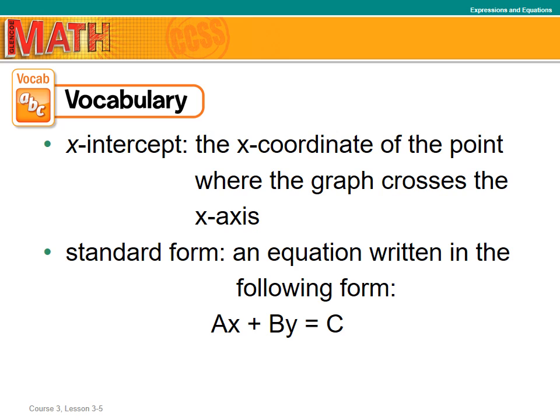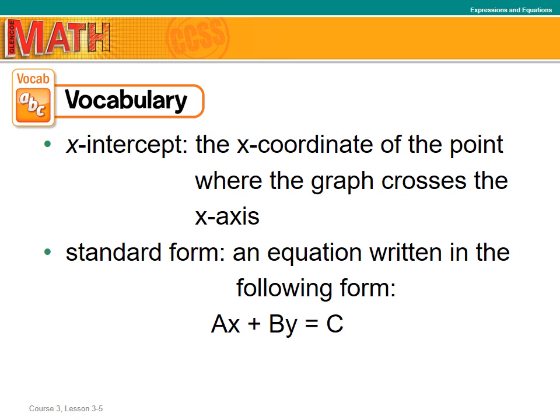Two vocabulary words today, x-intercept and standard form. In lesson 3.4, we learned about the y-intercept. And so the x-intercept is the other part of our graph. It's the x-coordinate of the point where the graph crosses the x-axis.